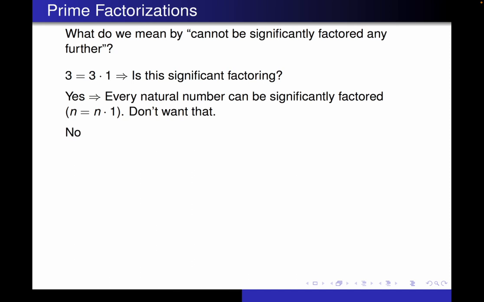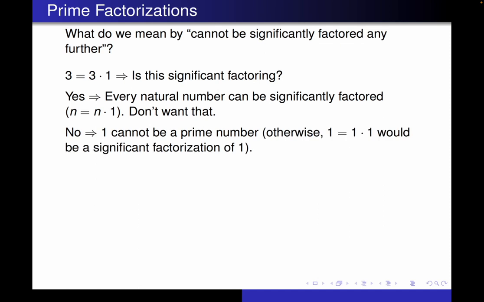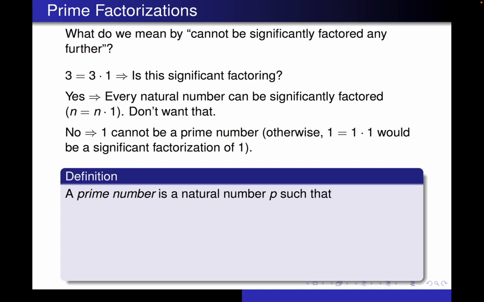Well, if the answer is no, here's another uncomfortable conclusion that we have to draw. 1 then cannot be a prime number. All right? Because if it is a prime number, then we can factor it into 1 equals 1 times 1. And if 1 is a prime number, then 1 times 1 is a significant factoring, right? So 1 can't be a prime number. So that is going to deeply affect our definition of prime number.